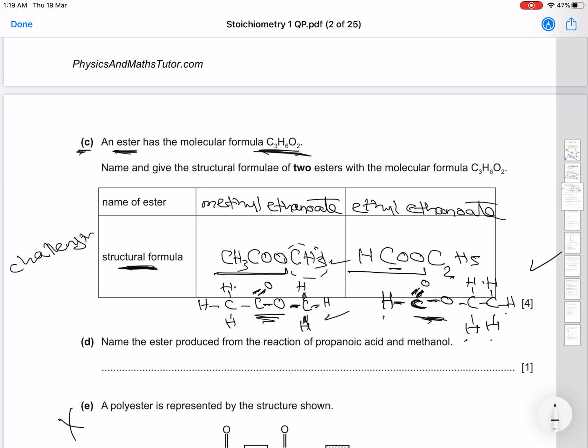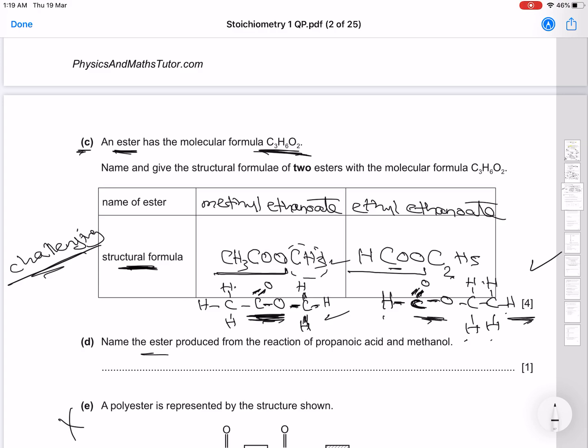This question is a challenging question. It's attainable, you can still solve it, but it needs some patience, and it needs multiple pieces of information. It needs that you know exactly what the functional group of the ester is, you know how to draw a proper displayed formula, and you need to know how to name the ester. So it's a kind of combined question, and it has 4 marks. Name the ester produced.